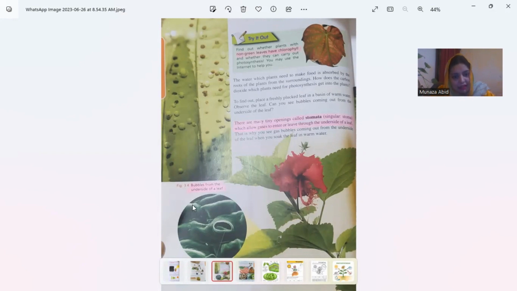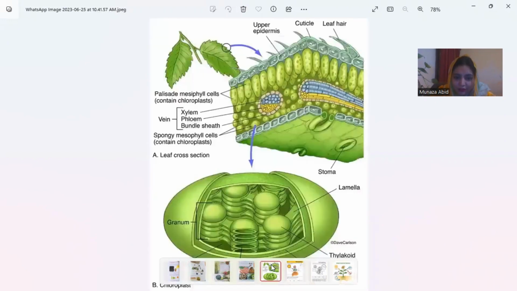The process is carbon dioxide from air is absorbed through stomata. Water from the roots is combined in the leaves of a plant in the presence of sunlight. And what is made?